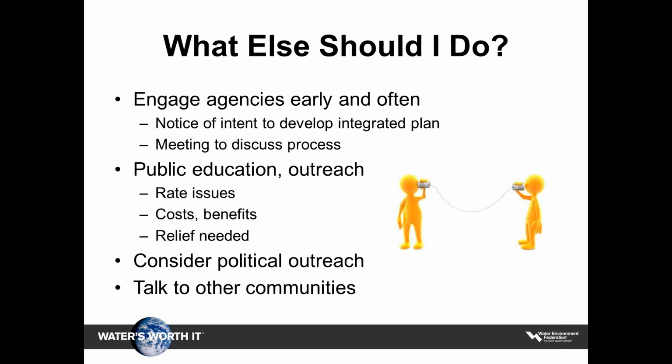But what else should you do? If you're embarking on an integrated planning process, we always advise communities to engage the agencies, talk to them early and often. We frequently give the EPA region and headquarters a notice, just send them a letter telling them we intend to develop an integrated plan, and here's what we think is going to be in it, and we'd like to discuss how this is going to be developed.